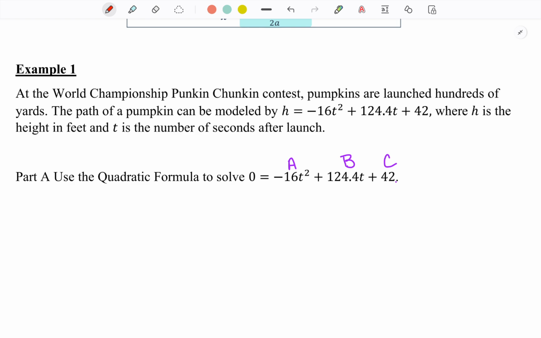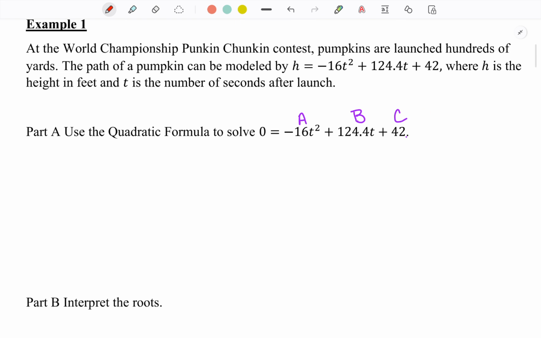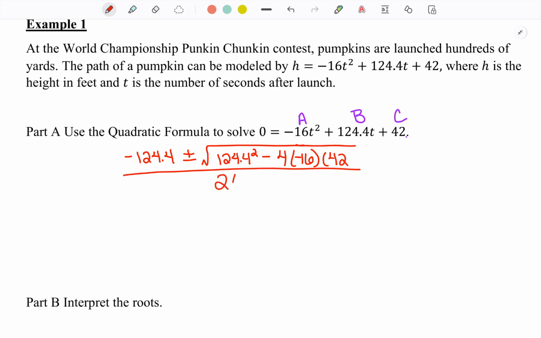So we're going to plug into that quadratic formula. That is a negative b, so a negative 124.4 plus or minus the square root of 124.4 squared minus 4 times negative 16 times 42, all over 2 times a, which is negative 16. So then we are going to start simplifying.